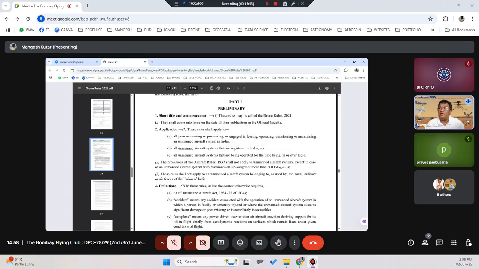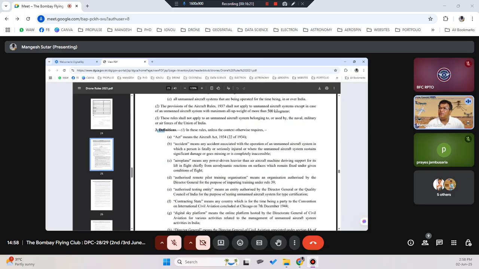Then we see part 1, rule number 3. Rule number 3 is nothing but definitions. So these are the rules. Okay, rule number 1 is about the title or commencement. One says what the title is. Second says when it came into force, or when it comes into action. Okay, so that is the date of publication in the official gazette. What is the application of these rules? To whom are they applied? Okay. Then rule number 3 is definitions. So it talks about different definitions. There are 29 definitions. You can go through them.